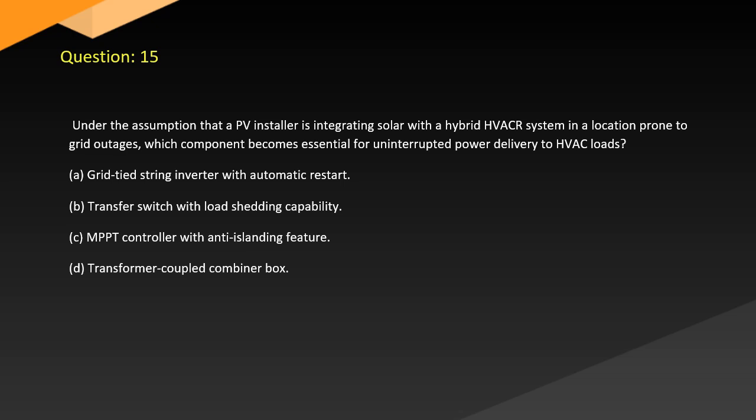Question 15. Under the assumption that an installer is integrating solar with a hybrid HVACR system in a location prone to grid outages, which component becomes essential for uninterrupted power delivery to HVAC loads? A. Grid-tied string inverter with automatic restart. B. Transfer switch with load shedding capability. C. A PV controller with anti-islanding feature. D. Transformer coupled combiner box.